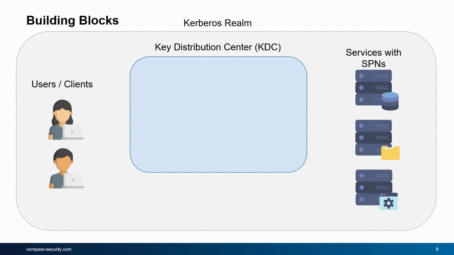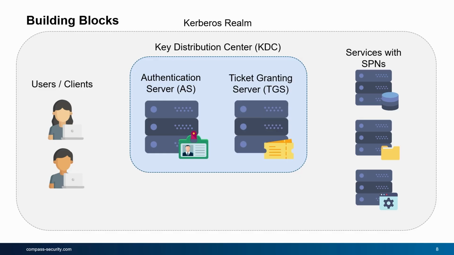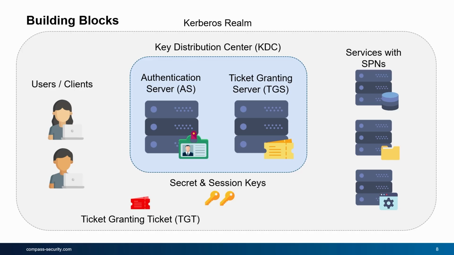Now, the key distribution center is split up into two logical parts. On one side, we have the so-called authentication server, and on the other side, we have the ticket granting server. We'll see later what their purposes are exactly. And as we've learned before, there are different keys involved. We have namely the secret or long-term secret keys, and we have session keys that are used to secure individual communication sessions. And then eventually we also have tickets, mainly two types of tickets, a so-called ticket granting ticket and a service ticket. And we'll look at more details about these tickets later on.